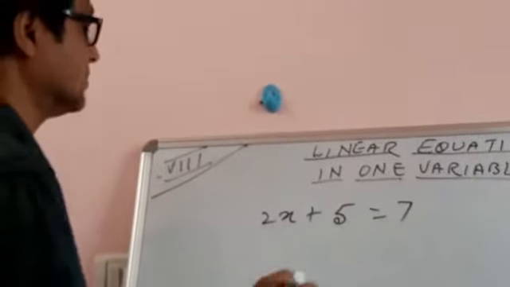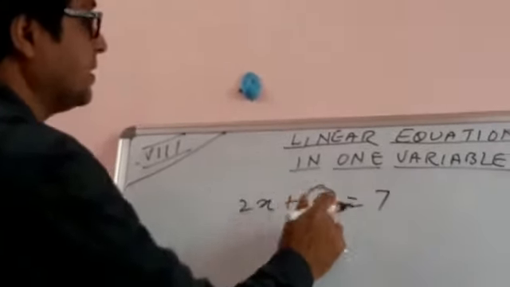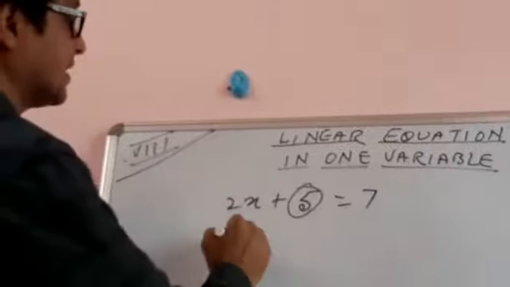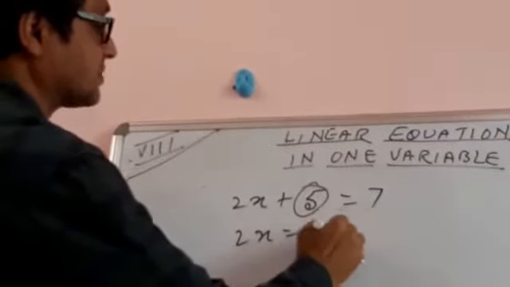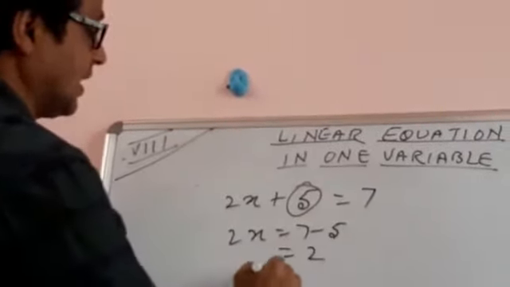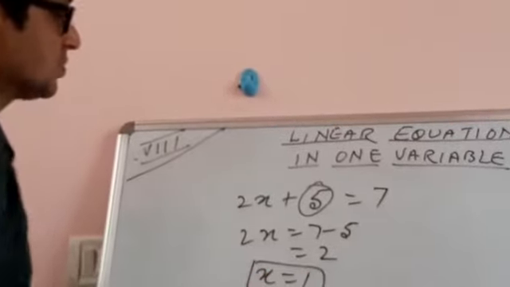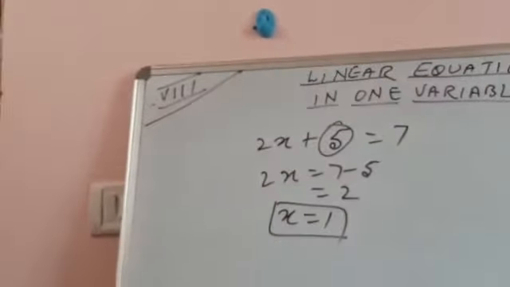This 5 will be brought from the left side to the right side. This gives you 2x is equal to 7 minus 5, which gives you 2, and you will have the value of x is equal to 1. I know very well you all know how to solve this.